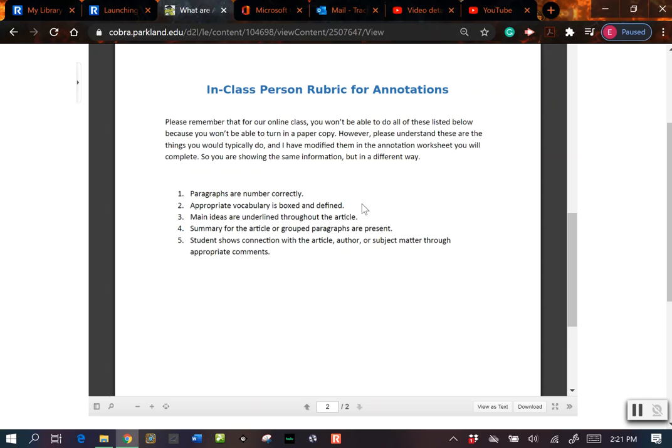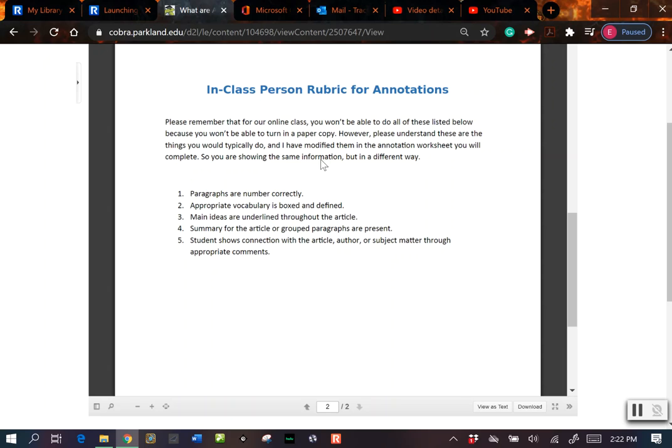Number 2, did you box and define your vocabulary? So words that you didn't know, you put a box around, and then you wrote the definition in the margins. Did you underline or highlight the main ideas of each paragraph? Did you write a summary of that paragraph or group of paragraphs in the margin? And finally, did you put any of your own personal comments concerning the topic in the margins?